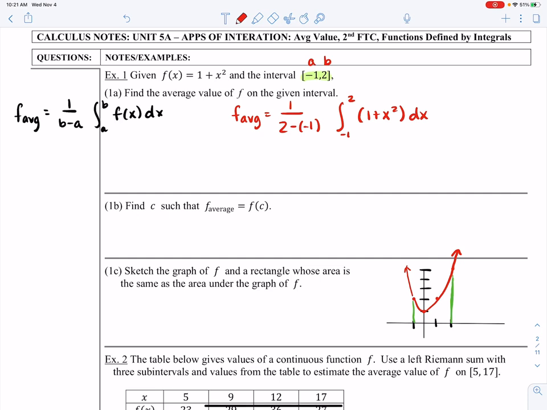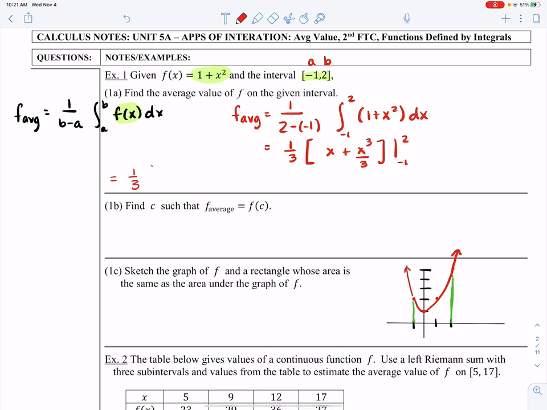So I've set up my a value, my b value, and I've applied my function f of x in the formula. Please pay attention though that this is f of x. It's not f prime, so I'm literally putting that function right there. So I'm going to simplify this a little bit. We're going to get 1/3. I'm going to take my antiderivative and get x plus x cubed over 3. We're evaluating this from -1 to 2.